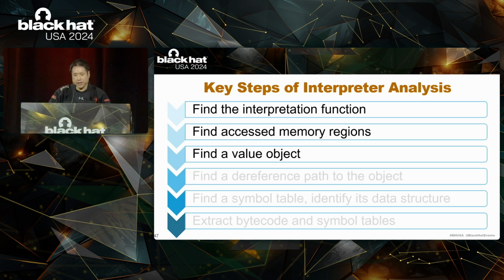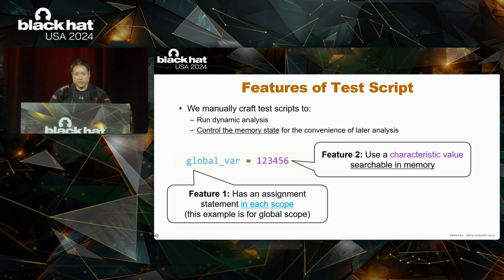So we then find a value object in a symbol table. To achieve it, we first manually create test scripts that trigger dynamic analysis and make a memory state convenient for our analysis. Our test script has 2 features. The first is that it assigns a variable in each scope. This example is for global scope. And the second is that it uses a characteristic value, like 1, 2, 3, 4, 5, 6, which makes the value searchable in memory.